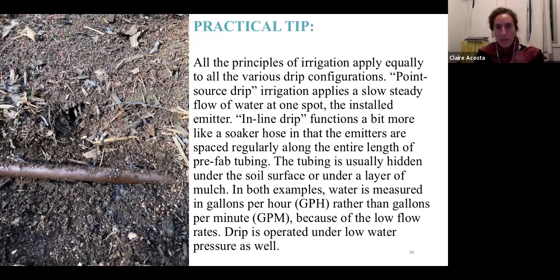And also, this is kind of the difference of the two. Point source drip irrigation is going to just do a slow, steady flow of water at one spot and just soak that little spot at the emitter. And then the inline drip is more like a soaker hose, and it's really going to be soaking this whole region.